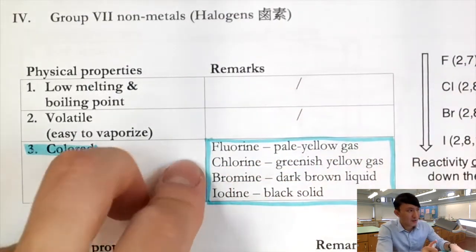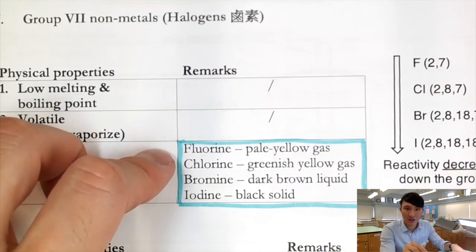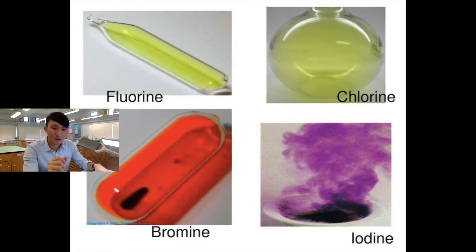Now, here you can look at the following picture. So fluorine is a pale yellow gas. So it's a gas, pale yellow in color, but we don't often have a chance to see it. Now chlorine is a greenish yellow gas. Again, it's a gas and it has a greenish yellow color. Make sure you say greenish yellow or yellowish green. In the exam, we don't accept green or yellow.